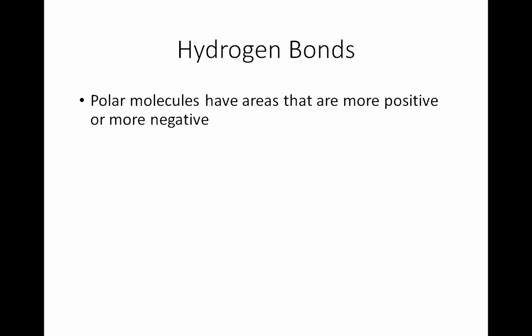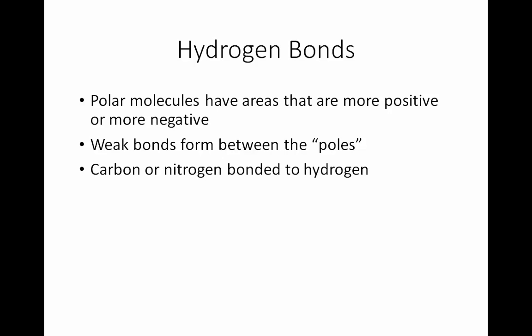So let's talk about hydrogen bonds. Hydrogen bonds occur between polar molecules because those polar molecules have areas that are a little more positive and areas that are a little more negative. These are very weak bonds that form between those positive and negative poles of the molecules. You see hydrogen bonds a lot in molecules that contain carbon and hydrogen, or nitrogen and hydrogen, because both carbon and nitrogen are a lot like water in that they don't share their electrons equally with hydrogen very often, and they can have those polar kinds of molecules.